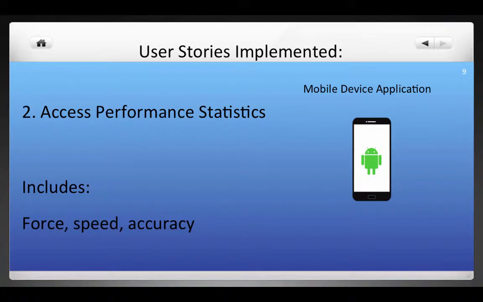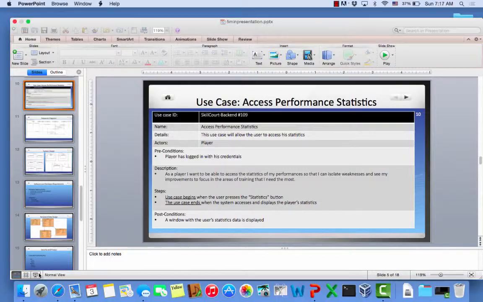Here is access performance statistics, which is another use case. In access performance statistics, pretty much the system allows the user to access his performances from previous times that he has been playing with SkillCourt. Pretty much his performance consists of metrics like force, speed, and accuracy. So this is the use case.